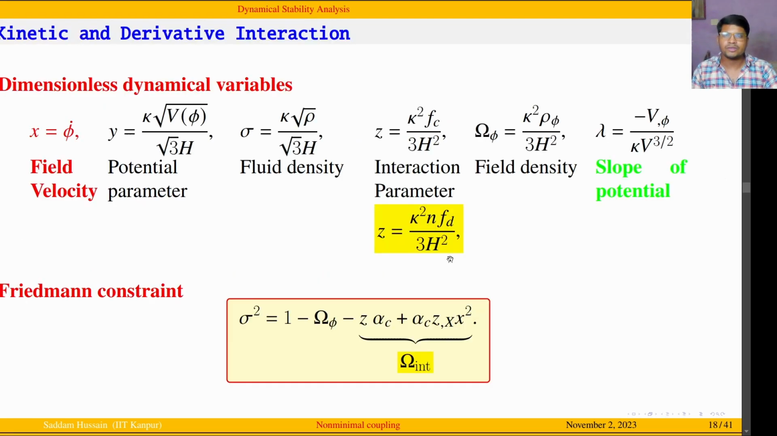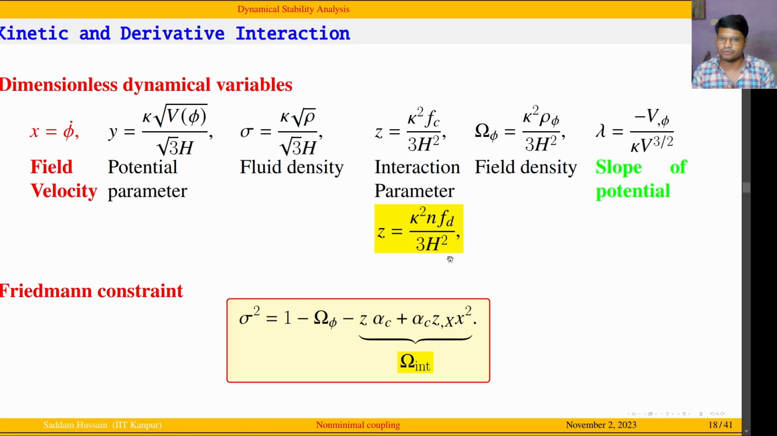First of all, we have to choose some dimensionless variables. How many dimensionless variables are required to systematically express the whole system as first-order differential equations? That is our job. We have to choose the dimensionless variables in such a way that we can convert the second-order differential equation into a first-order differential equation. So our primary variables are x, y, and z, and using some equations, we can express sigma.